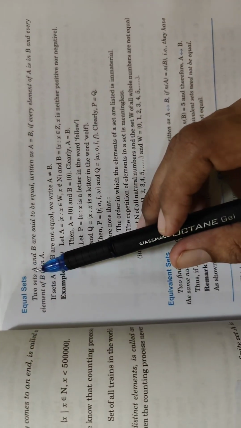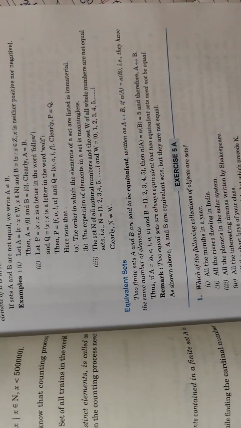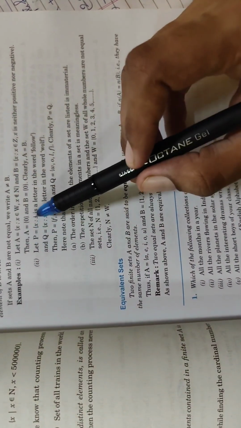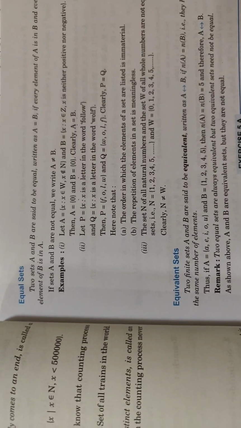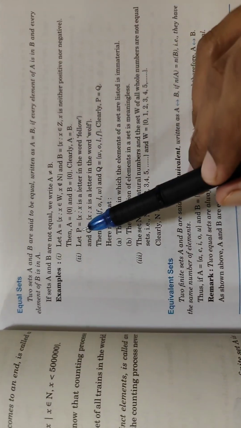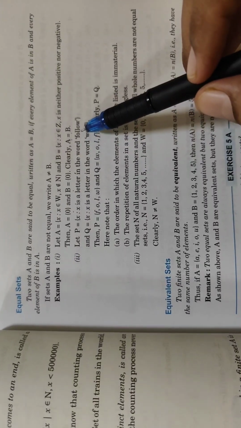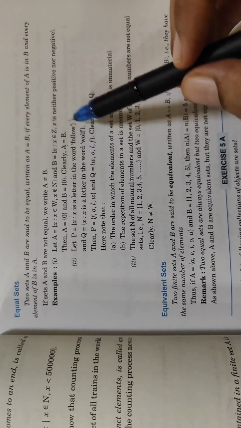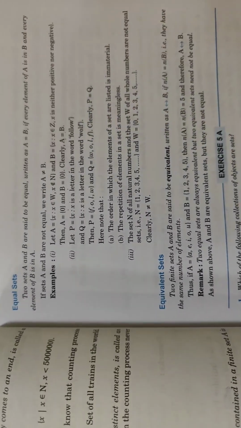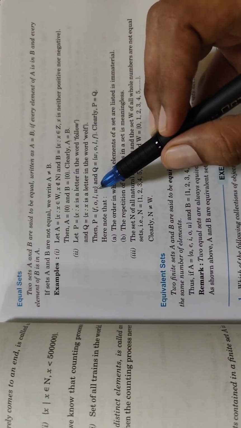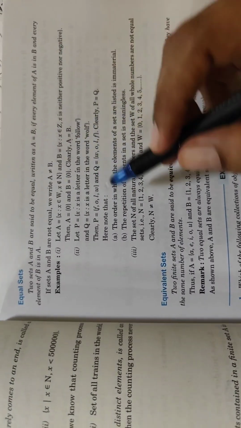Okay, now equal sets. If set A and set B have equal elements, that means they both are equal. Like A consists of 0 and B consists of 0. So here clearly we can see that both have one cardinal number. So this is equal. Now P and Q. P consists of letters F, O, L, L, O, W, O, W. So we don't have to write the letters which are given twice. We have to write only once. So F, O, L, W. We will write this.